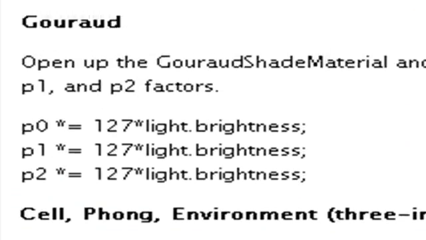Go to the Gouraud, a little bit more complicated. You have three factors. So go down wherever P0 is and just multiply your light brightness times 127, 127, 127 for P0, P1, P2. That's it. That's all there is to it.